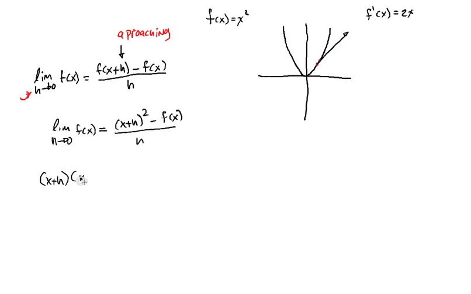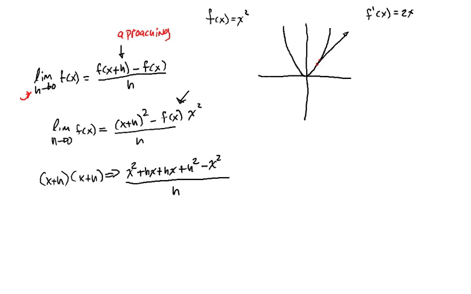And we can just rewrite that as, we can do out x plus h times x plus h, which is the same thing as x plus h squared, which would give us x squared plus hx plus hx plus h squared. And keep in mind that we still have the f of x here, which just represents another x squared. So we could tack on another minus x squared here, all over h.